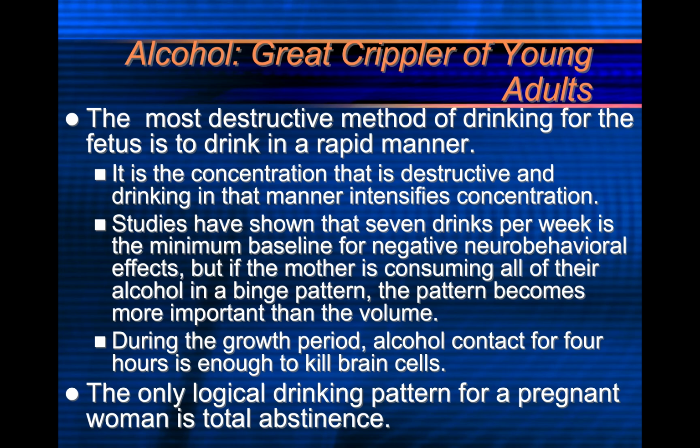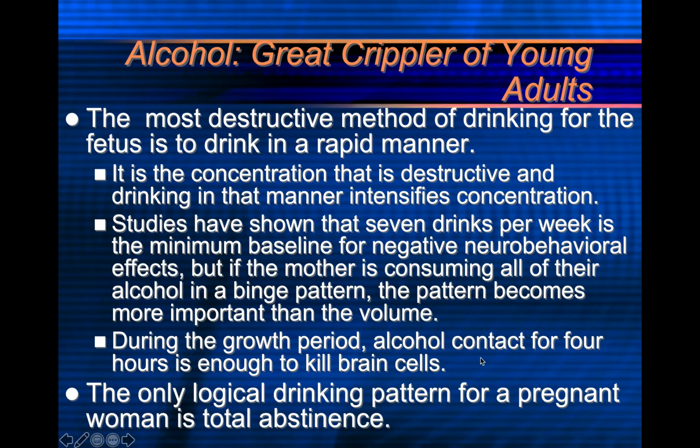Studies have shown that 7 drinks per week is the minimum baseline for negative neurobehavioral effects. But if the mother is consuming all of their alcohol in a binge pattern, the pattern becomes more important than the volume. During the growth period, alcohol contact for 4 hours is enough to kill brain cells. How long does it take to get the alcohol out of your system? Well, it all depends on how much you drink. But it takes you 3 hours to get rid of one drink. It takes you 6 hours to get rid of 2 drinks, and on and on. So if you're drinking all 7, you've got alcohol in your system for an extended length of time. And all it takes is 4 hours to start killing the baby's brain cells.